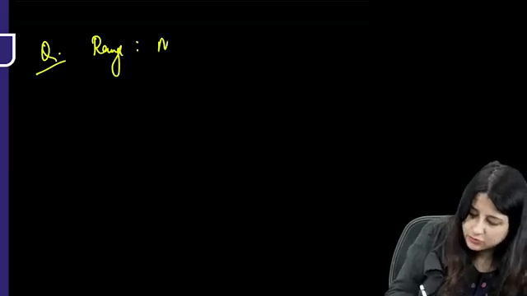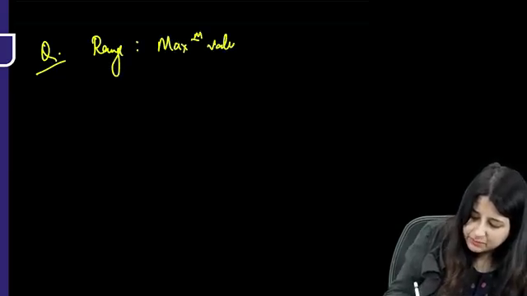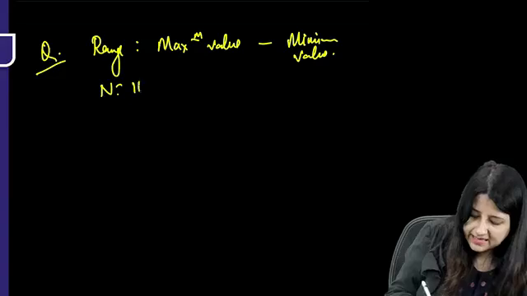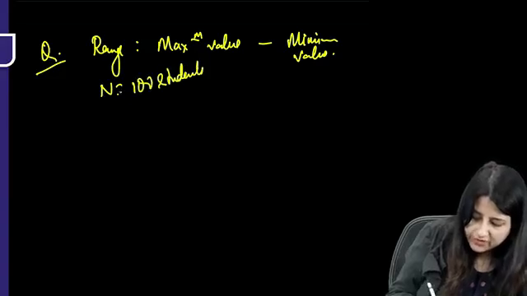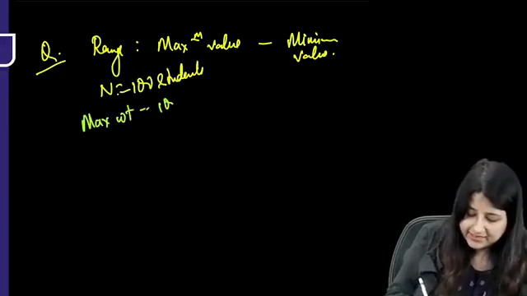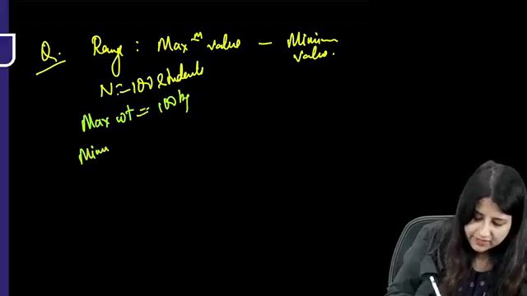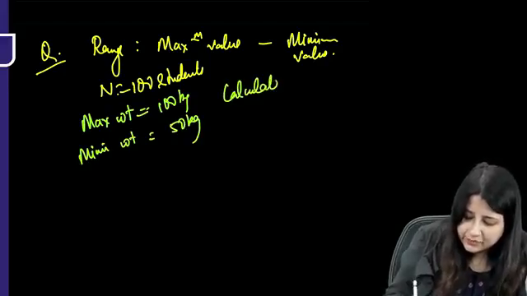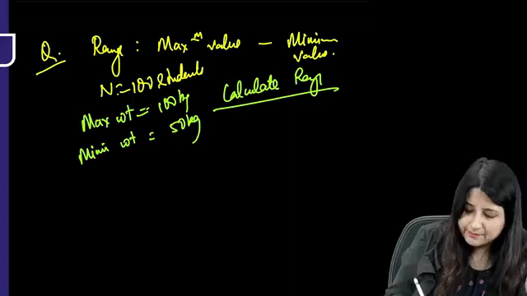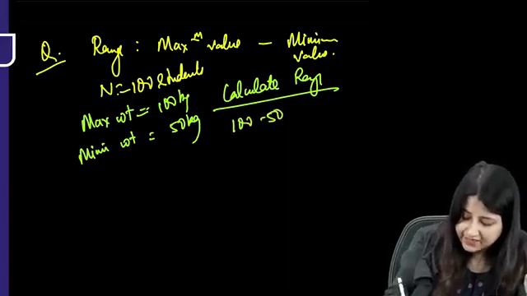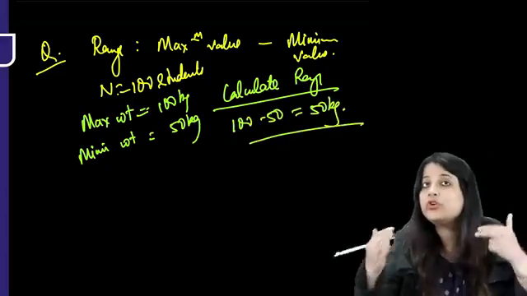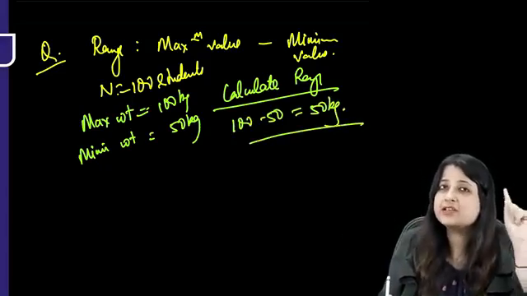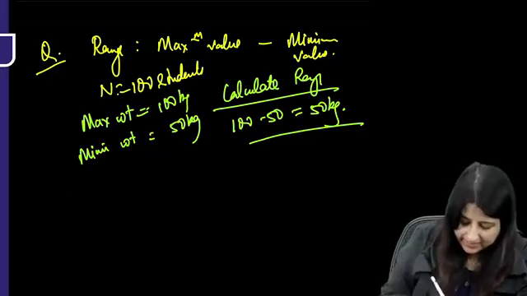If you remember, range was the maximum value minus the minimum value. Suppose there was a class of 100 students, and the maximum weight of a student was 100 kg. The minimum weight of a student was 50 kg. If they ask you directly to calculate the range, that will be maximum minus minimum, 100 minus 50, 50 kg. That means no two students' weights in the class differ by more than 50 kg. This could also be asked.